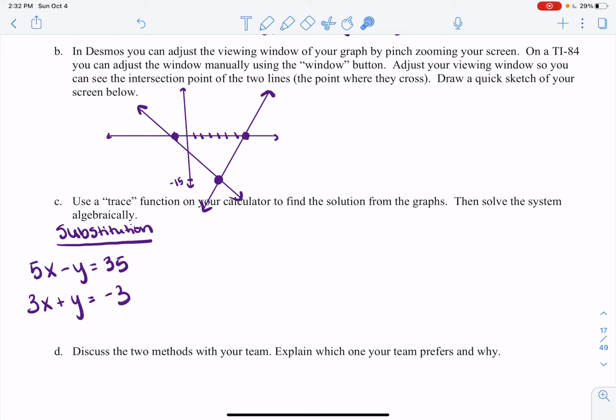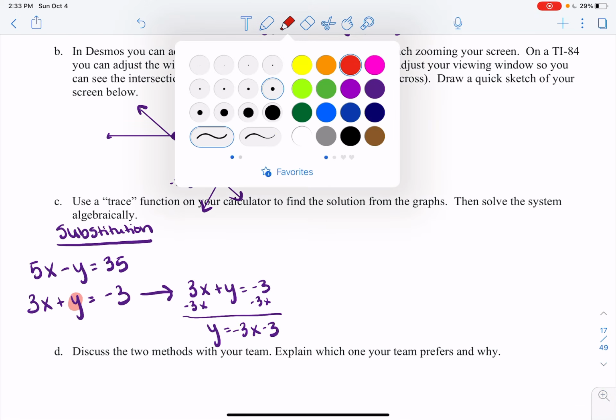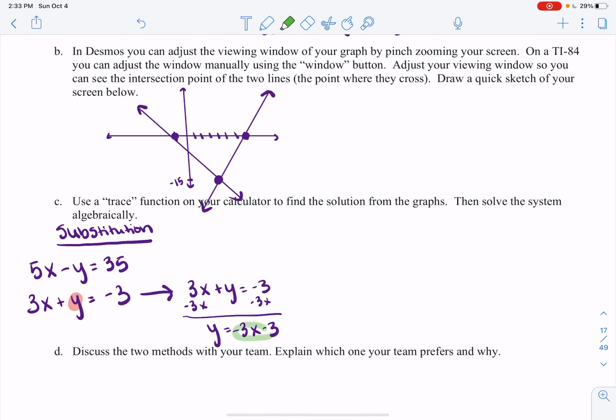So what I'm going to do is I'm going to try to get one of the variables by itself. The one that stands out to me is this y, because what I can do here pretty easily is isolate that y. So I'm going to subtract 3x on each side like I did before. And now this is y equals negative 3x minus 3. So what this tells me is that because y is equal to negative 3x minus 3, I can go ahead and plug that in for this y.